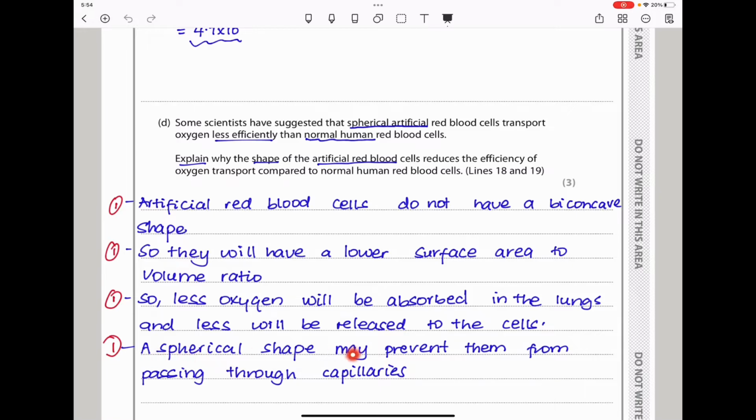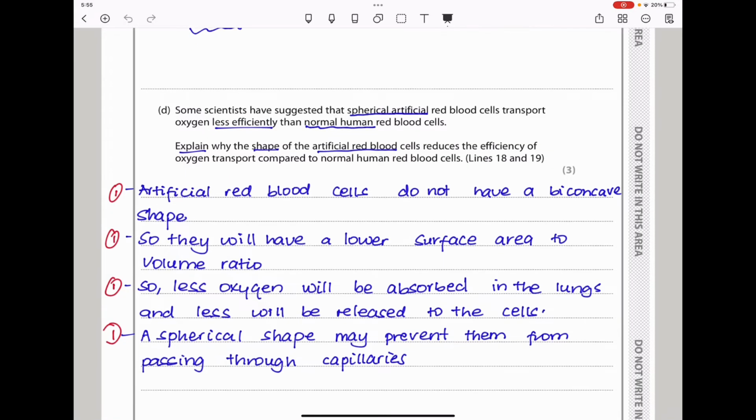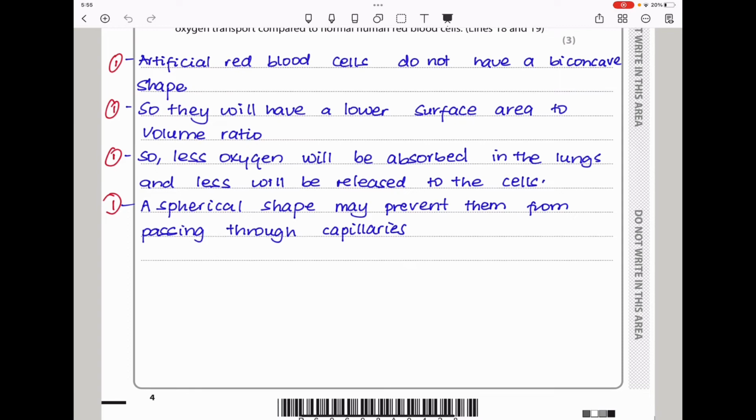So a spherical shape may prevent them from passing through the capillaries. This is another thing as well, because the biconcave shape we saw has qualities of providing a larger surface area for the absorption of oxygen, as well as allowing its shape to pass through the blood capillaries. So if it's spherical, that shape might prevent it from passing through the blood capillaries. Let's continue to the next part.